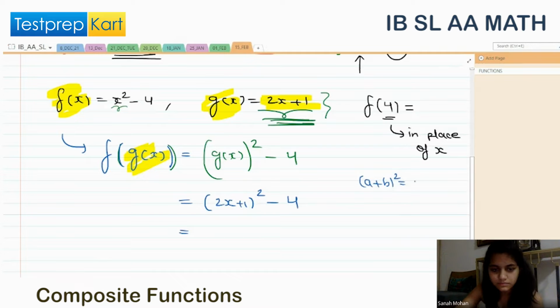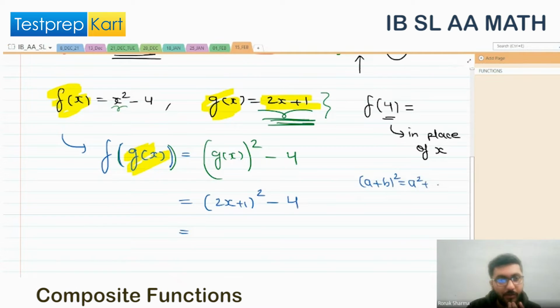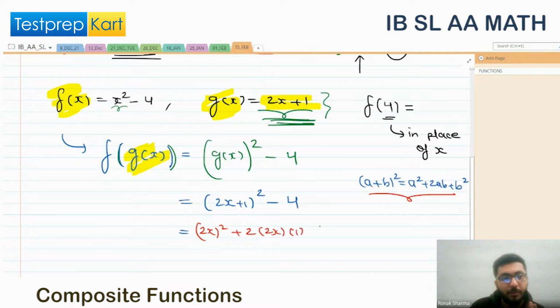(a + b) square is a square plus 2ab plus b square. Come on, these are the basic formulas, they should be on the tip of the tongue. So this will become 2x whole square plus 2 into 2x into 1 plus 1 square minus 4. So 2x square will be 4x square plus 4x, and 1 minus 4 will be minus 3. So this is what we are having for f of gx.